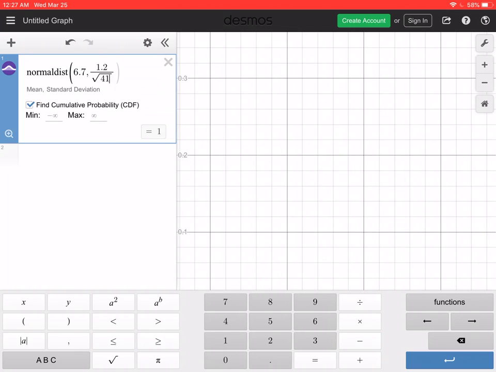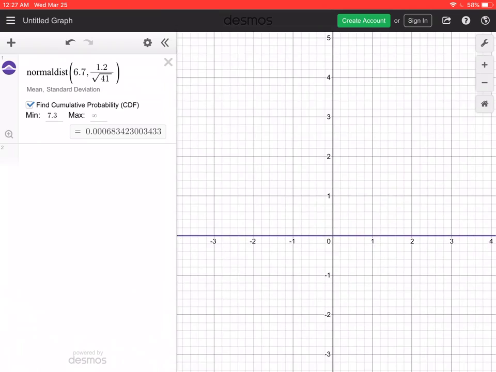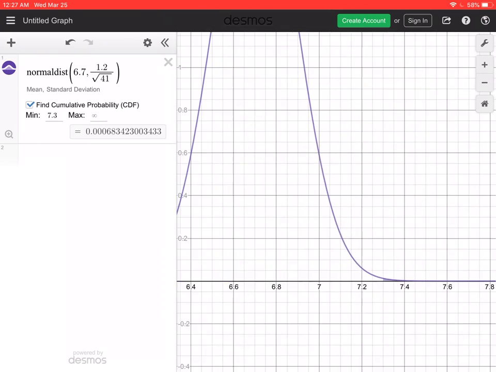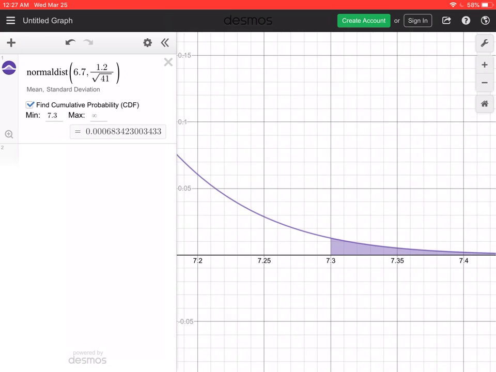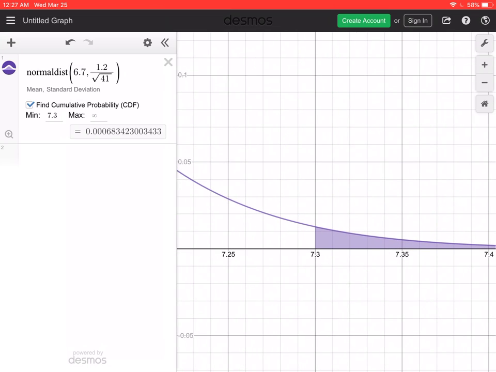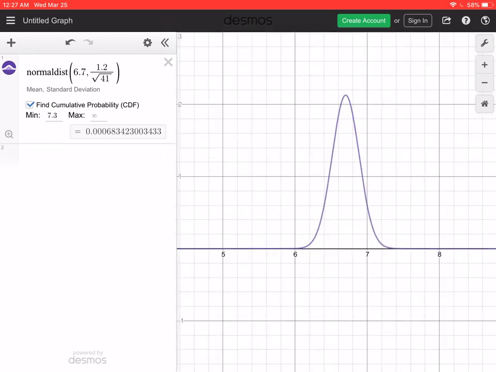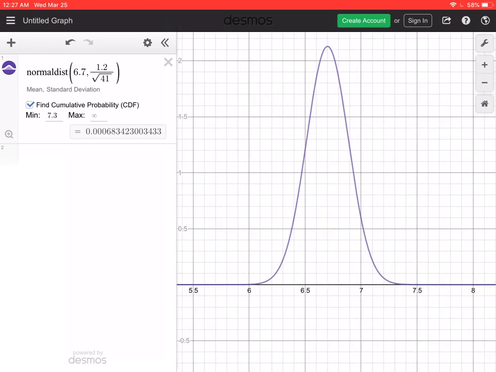Let's find the cumulative probability being greater than 7.3. And you can see, right, very, very small portion. Let's see where it is on the graph here. Here we go. So you can see here it is way down here. Very tiny portion of this graph. Right? So we're looking at numerically 0.00068.